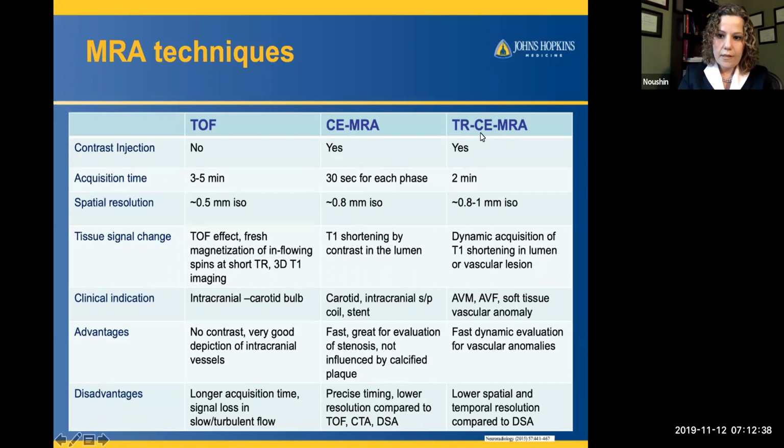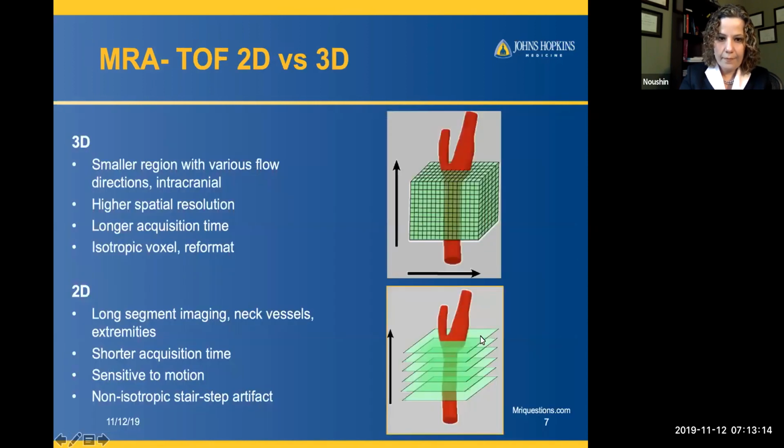Time resolved contrast enhanced MRA is essentially dynamic imaging using contrast enhancement. So you just continue imaging, a dynamic acquisition of T1 shortening in the lumen. It's good for evaluation of vascular lesions such as AVM, AVF, soft tissue vascular anomaly. It can give us a better look at the dynamics without invasive imaging. And it has a lower spatial resolution and temporal resolution compared to DSA. So DSA still remains the gold standard for evaluation of soft tissue or vascular anomalies, AVM, AVF.